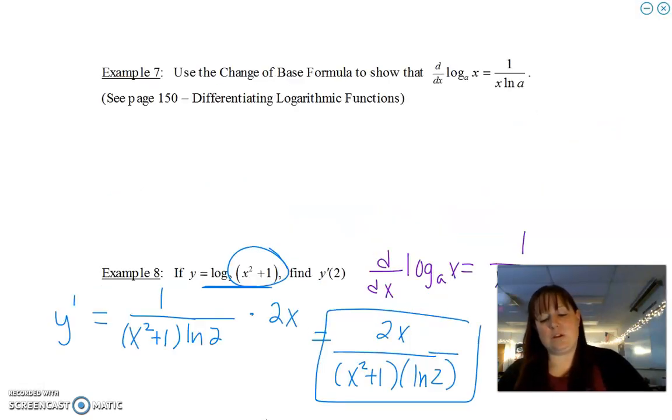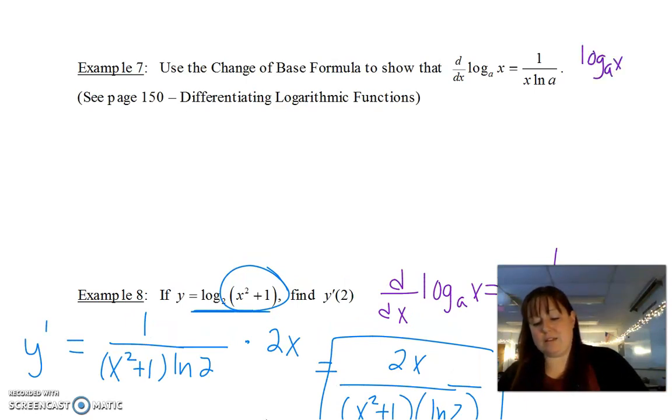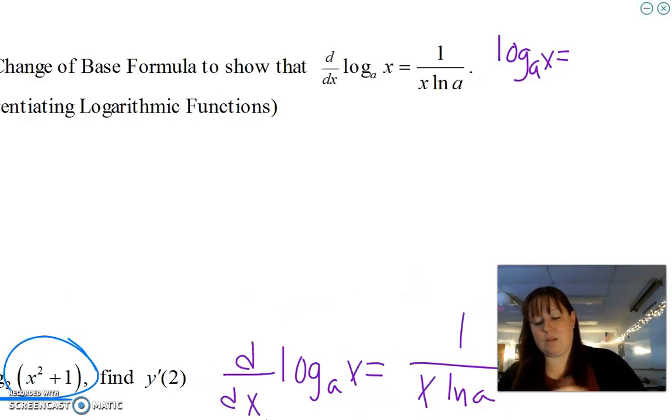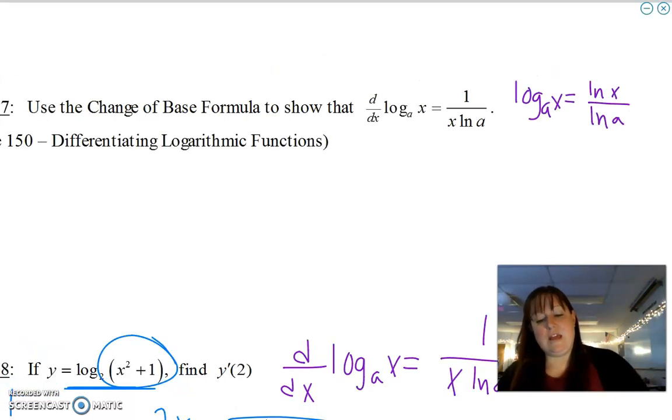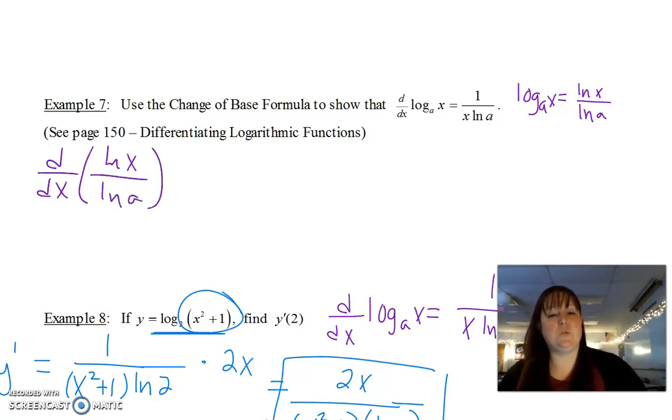All right, here's the proof. The reason that this works is because of the change of base formula. So the change of base formula says that if we want to change the base of something, that log base a of x equals ln of x over ln of a, right? So I can just replace that and I can say, well, what's the derivative of log base a of x? Well, it's the same as the derivative of ln of x over ln of a, because the change of base tells me that those are equal.